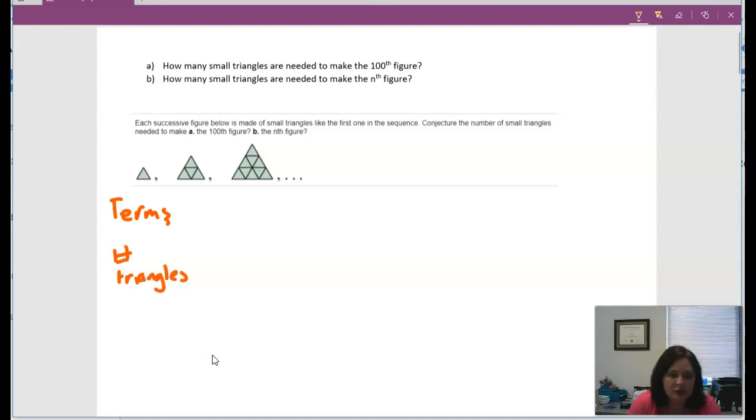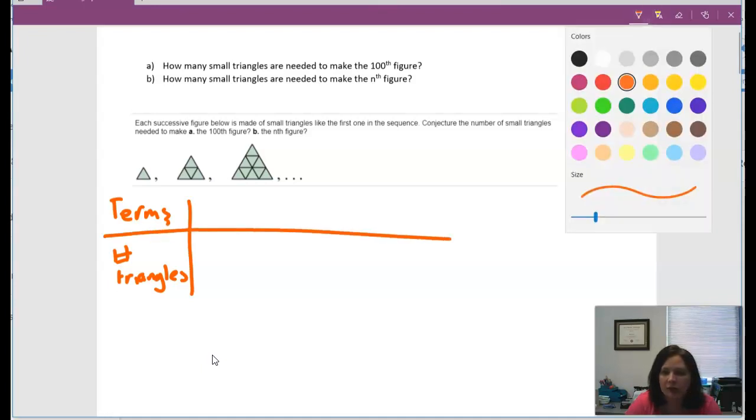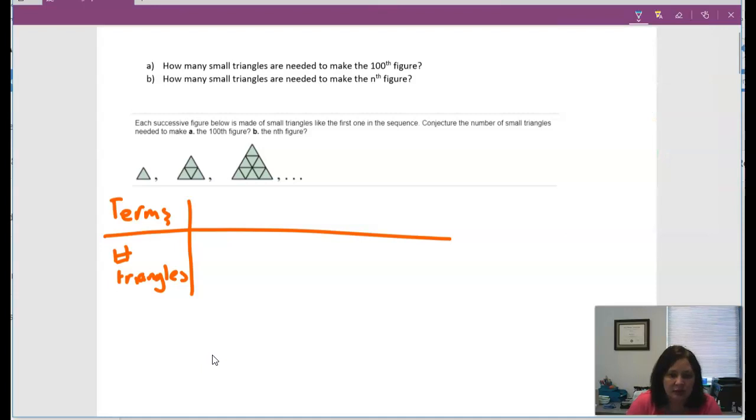Okay, so in the first term, you'll notice we have terms currently 1, 2, and 3. In the first term, we only have one triangle. In the second term, we have 1, 2, 3, 4 triangles. In the third term, we've got 1, 2, 3, 4, 5, 6, 7, 8, 9 triangles.